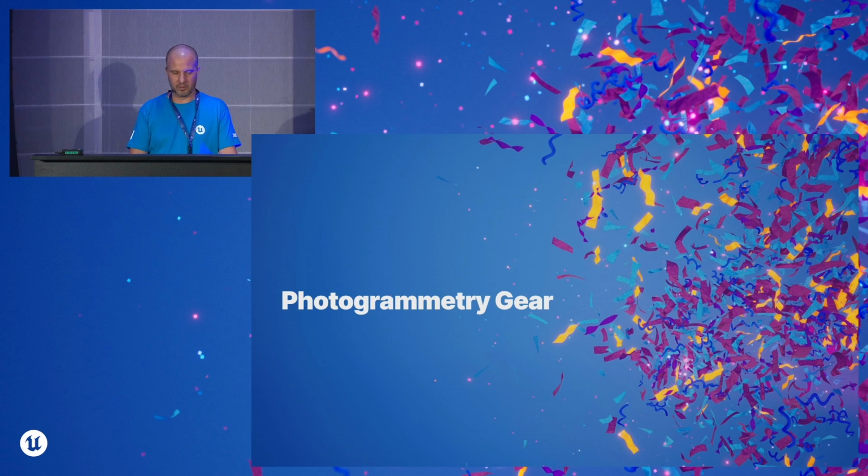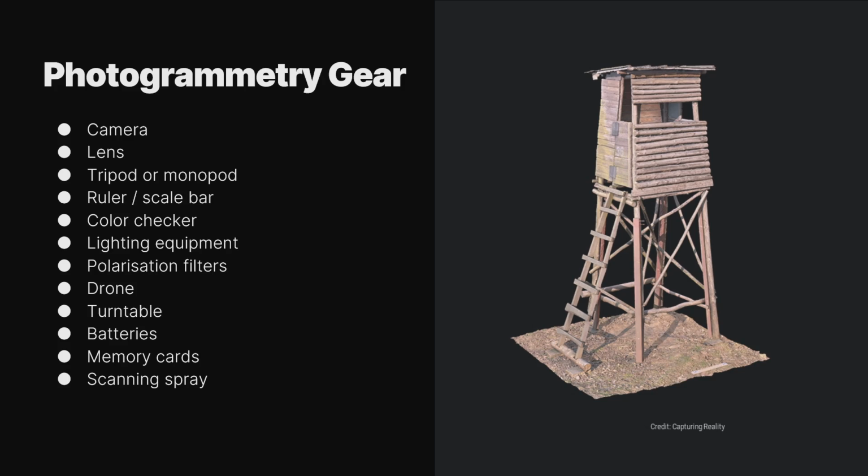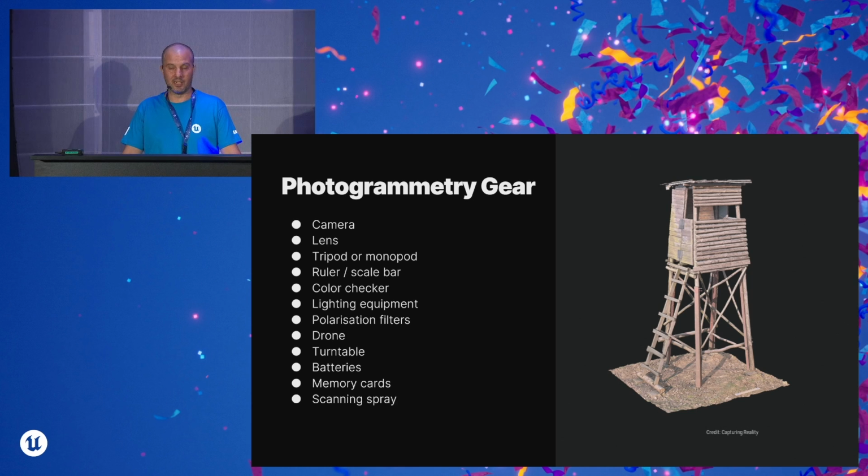Photogrammetry equipment. So obviously a camera can be anything. It could be a mobile phone or a camera on a drone. Lens, I guess if you're using your phone, then you don't need a lens, but you're going to get better results. Pretty much the more you spend on your equipment, the better results you're going to get. So if you're using a DSLR, it's good to have a nice lens on it.